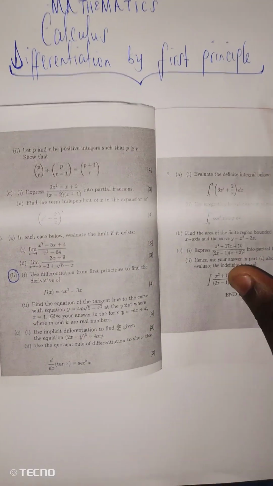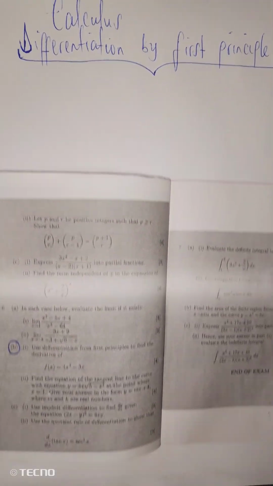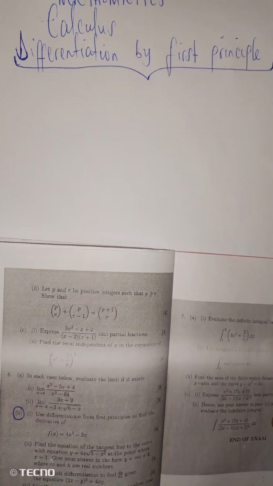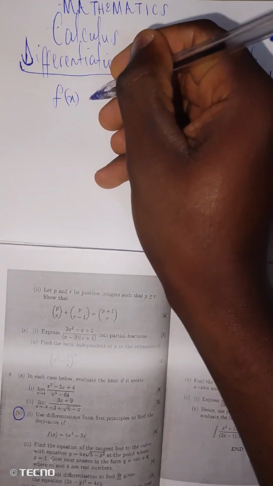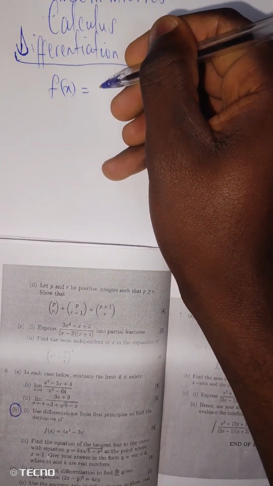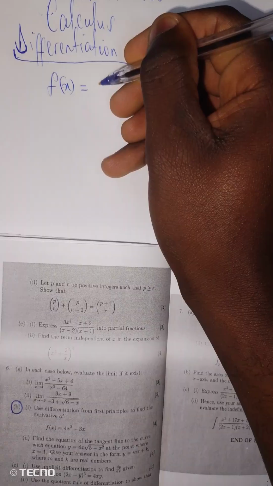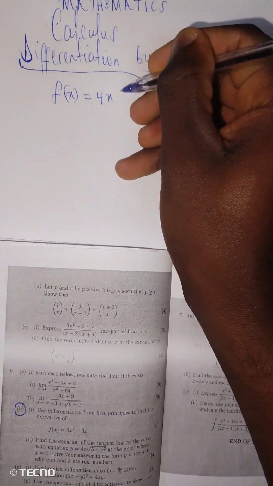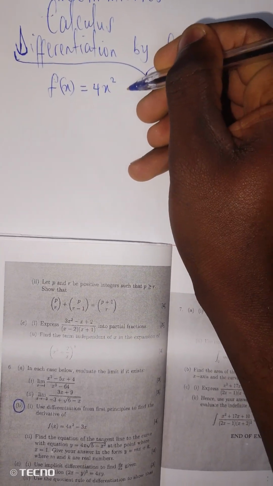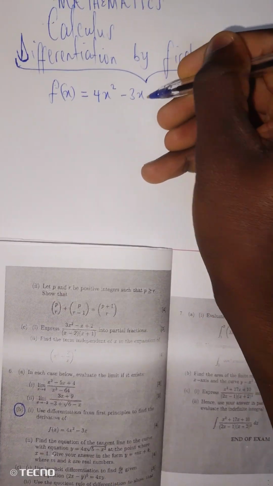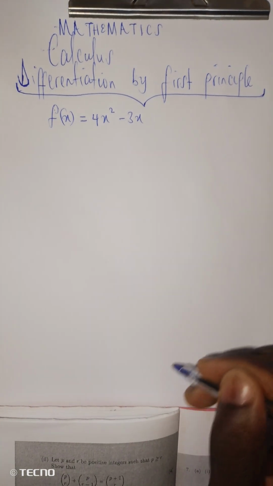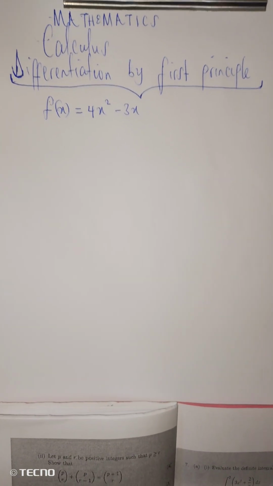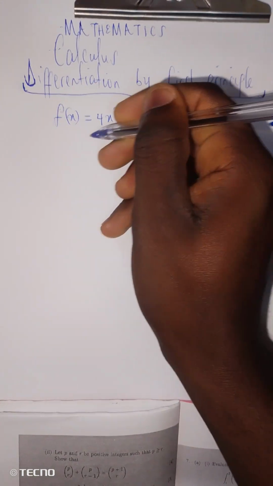So the function we've been given, I'm going to write it there, is f of x is equal to 4x squared minus 3x. So to use the first principle, I'm going to write the formula.